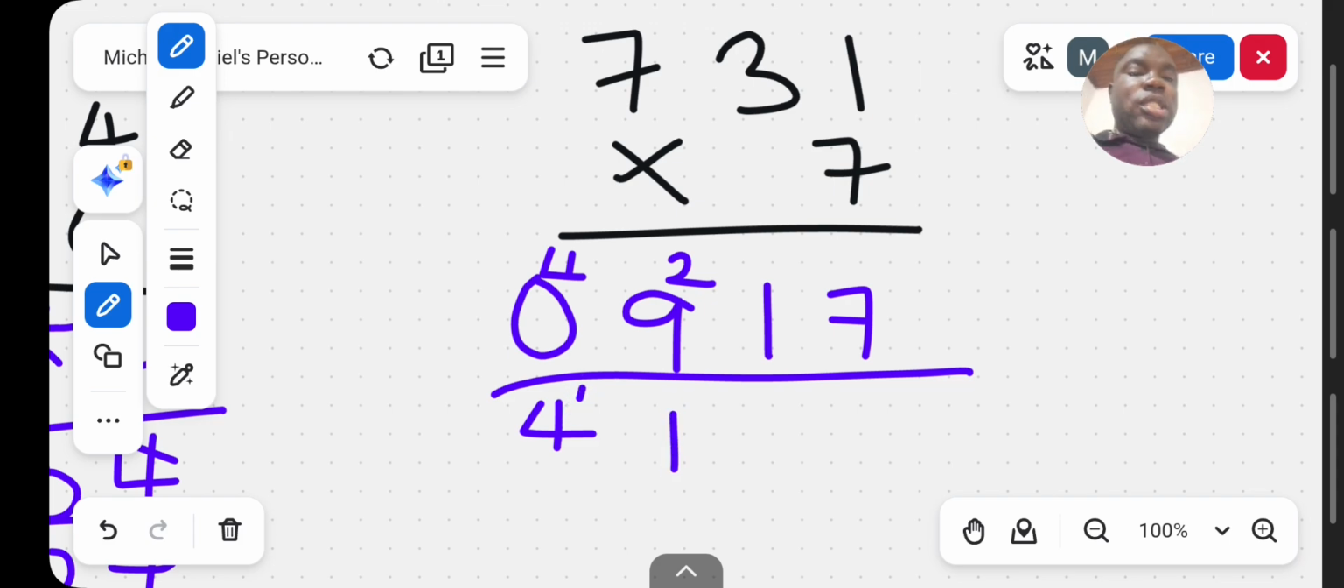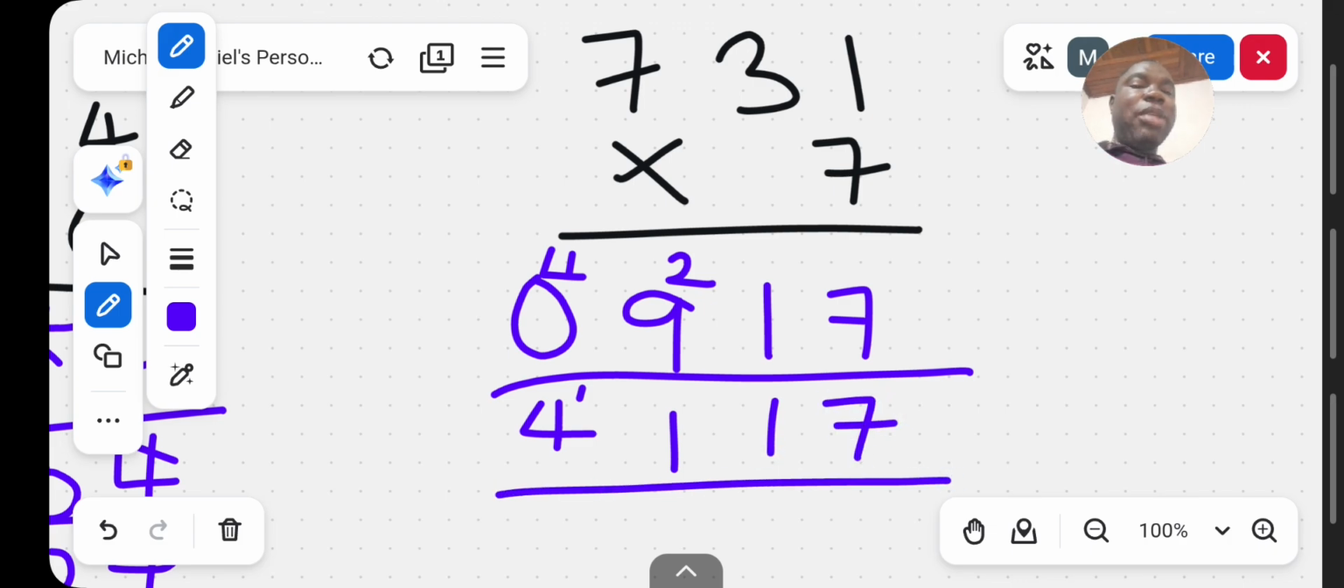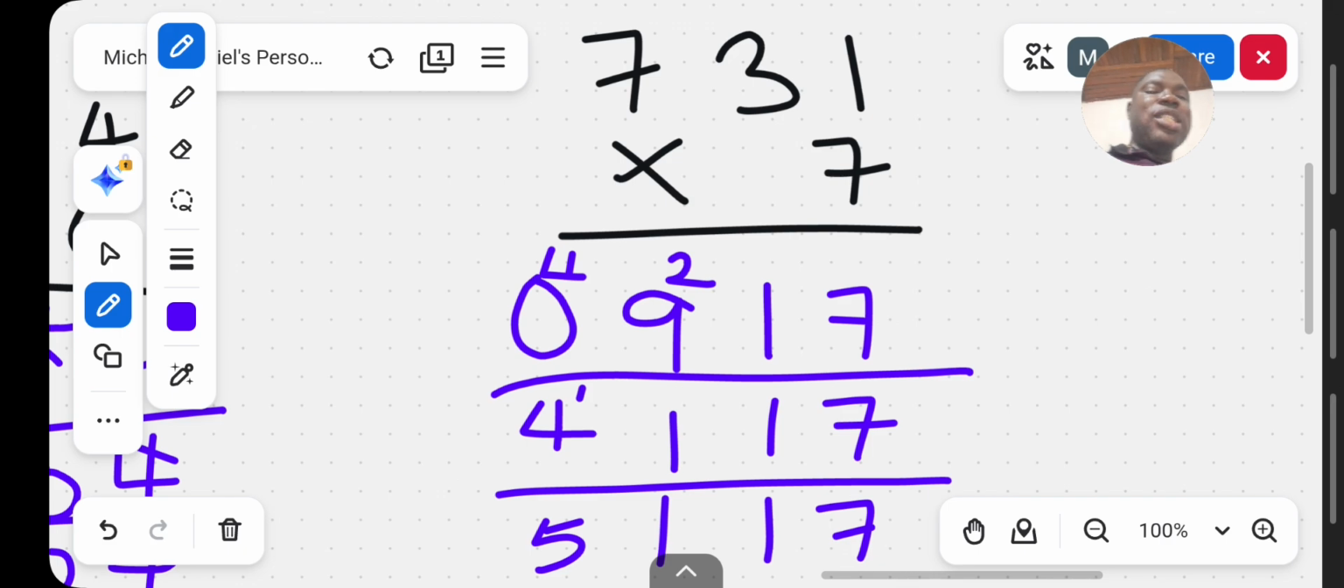Then this is just 1 without a baby, and this is 7 without a baby. So there's still a baby there, so we need to add. As long as there's a baby, we need to add. So 4 plus 1 is 5, so we add that, we get 5. No baby here, that's a 1. No baby here, that's a 1. And no baby here, that's a 7. So what we have here is 5,117.